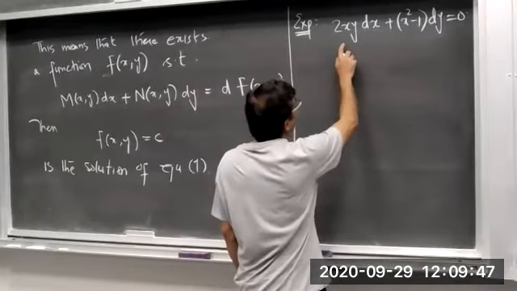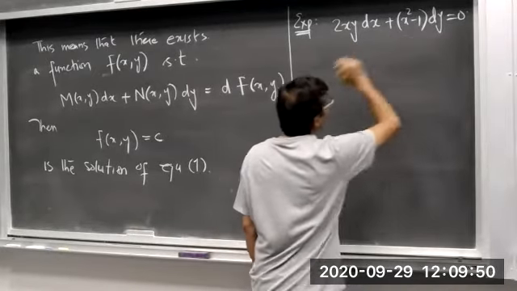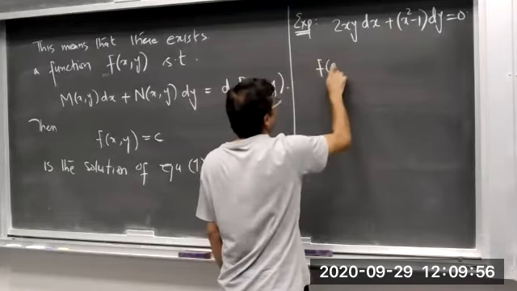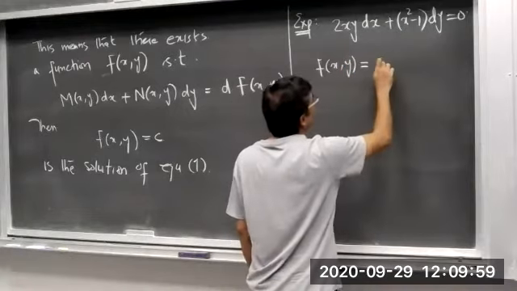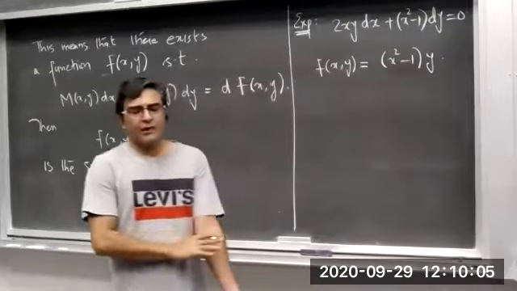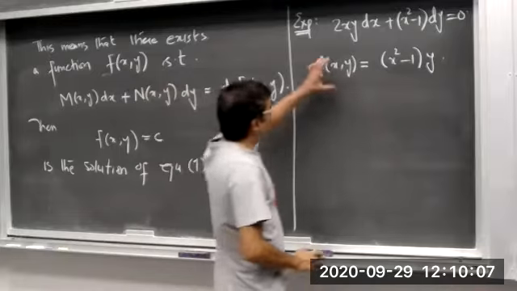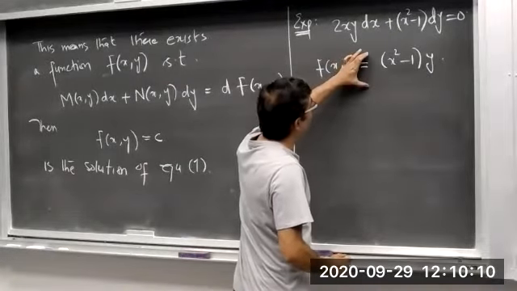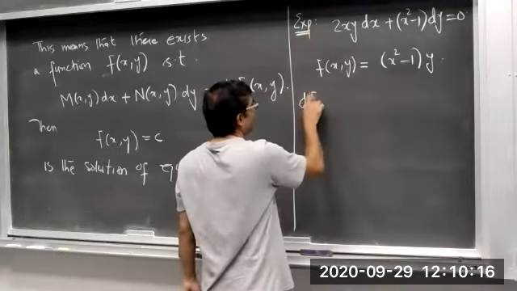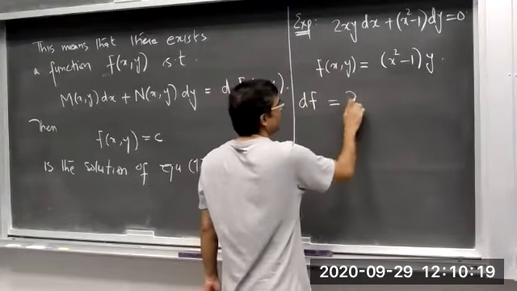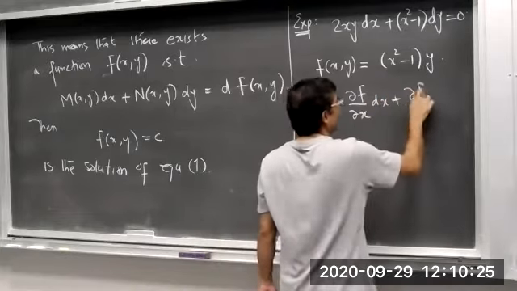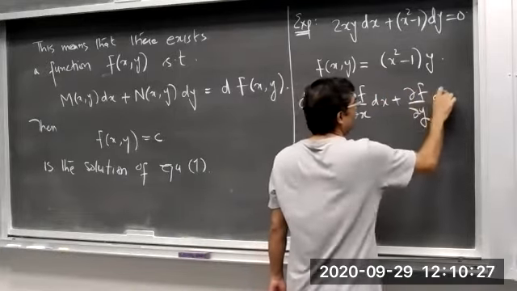Now, by observation, I can see that there exists a function f of x y, which is x square minus 1 into y, so that if we take the differential of this function, we should get the left-hand side of this equation. Now, what is the differential of this function? df is equal to, basically, if we write in general, it is partial f over partial x dx plus partial f over partial y dy.